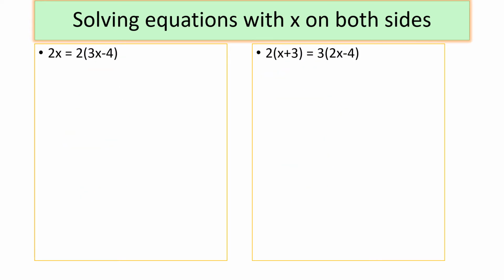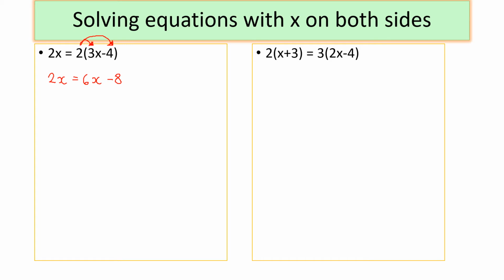Okay, going to look at some more examples. These ones involve brackets, so we have one extra step. Okay, so we want to get rid of the bracket first. The best way to do it is by expanding the bracket. Sometimes you can get rid of the bracket also by dividing both sides by something, but sometimes dividing is not always helpful, so it's better to just expand it. Okay, so I have 2x equals 2 times 3x is 6x, and then 2 times negative 4 is negative 8.